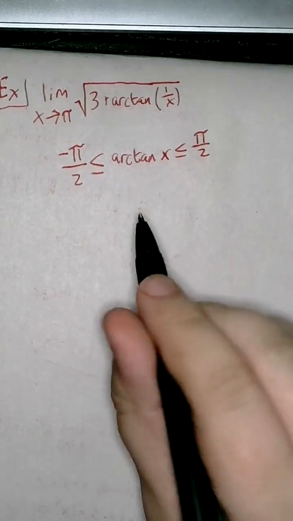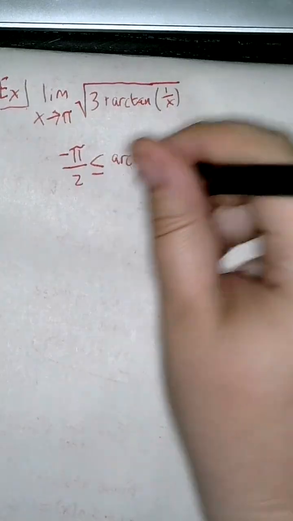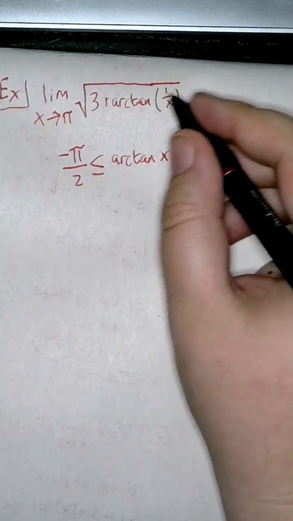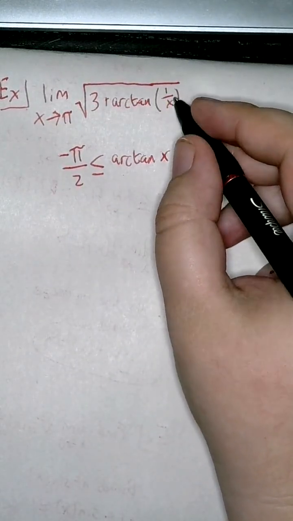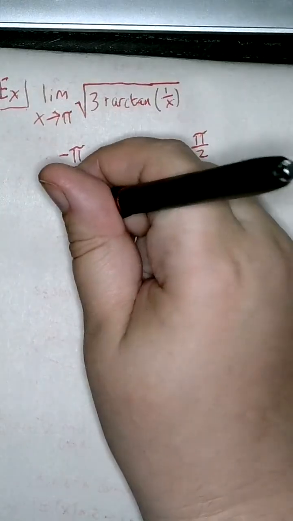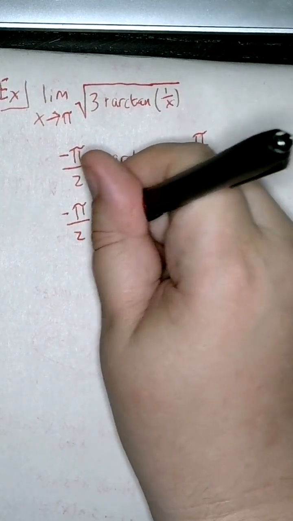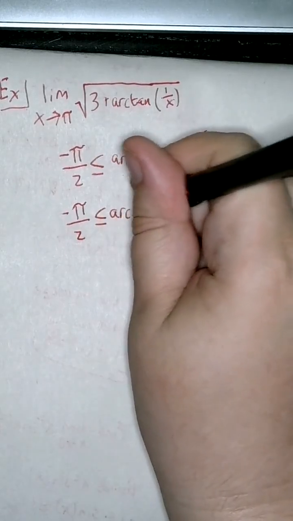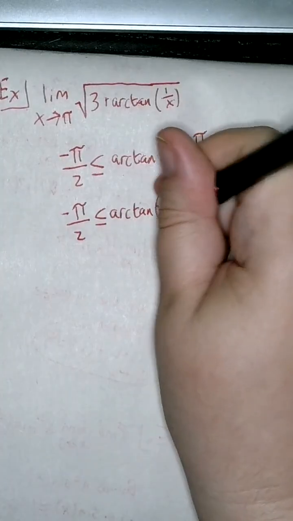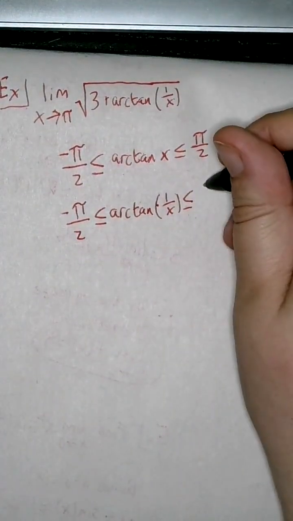So my goal is to get the inside to look like this. So arctan of x, remember, if I have a trig function in parentheses, whatever's inside the parentheses isn't going to impact the bounds. So I'm going to go ahead and rewrite it as so. Arctan 1 over x less than or equal to pi over 2.